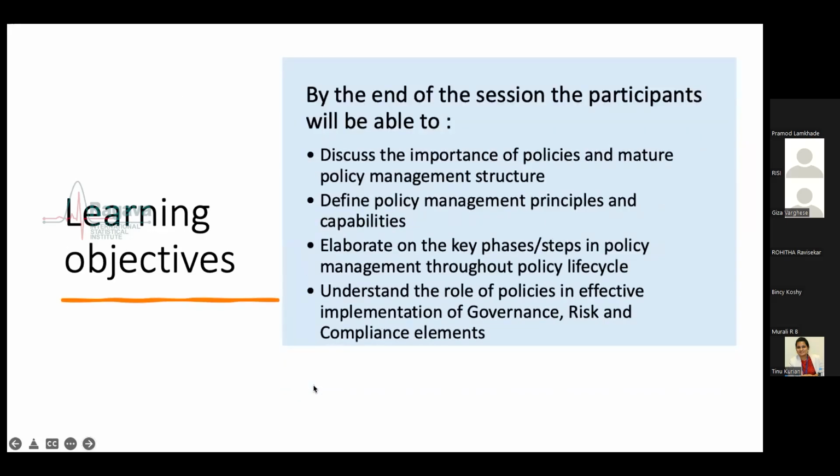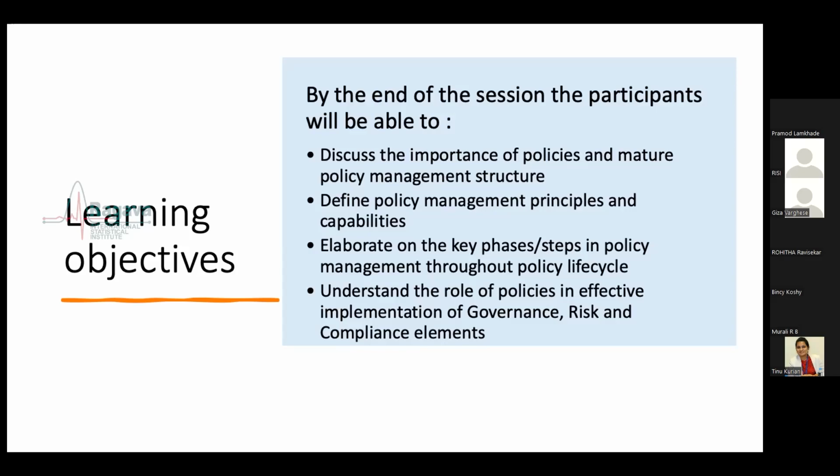Today's learning objectives are listed here. By the end of the session, you will be able to understand the importance of policies and what is called a matured policy management structure. You will be able to define the policy management principles and the different policy management capabilities. You will see the different phases or steps in policy management throughout the policy life cycle. And at the end, you will see how policies or internal regulations act as an enabler of governance, risk, and compliance elements in an organization.